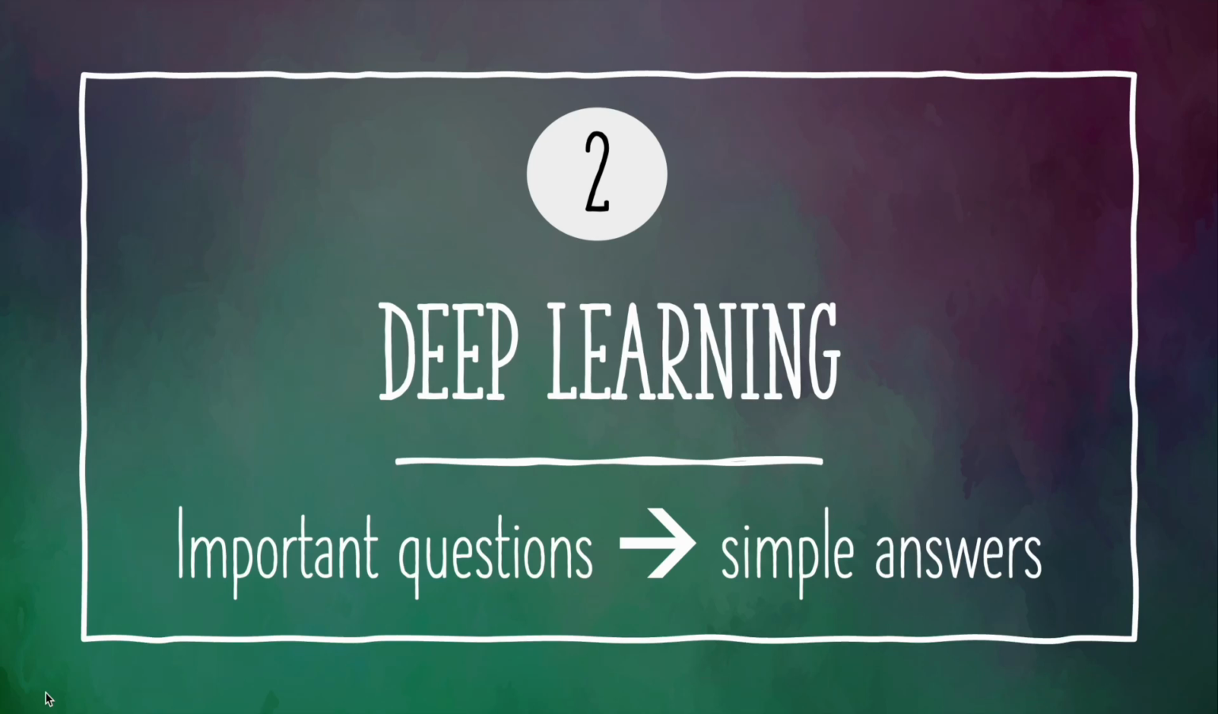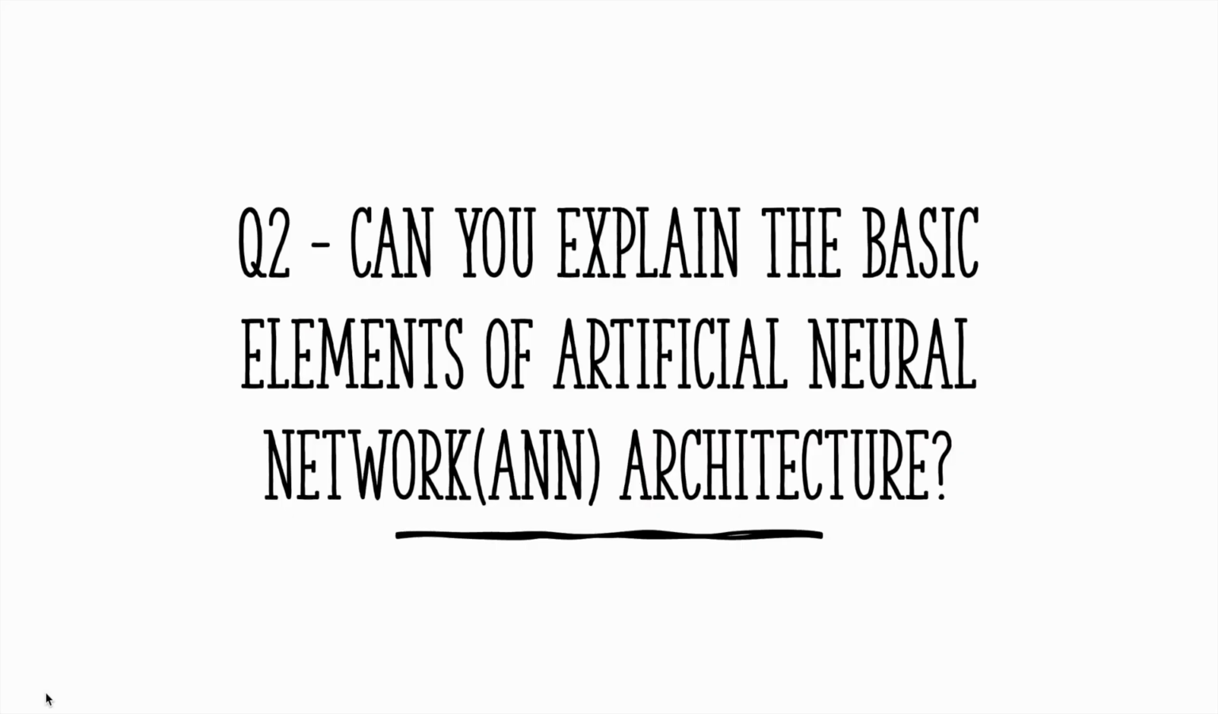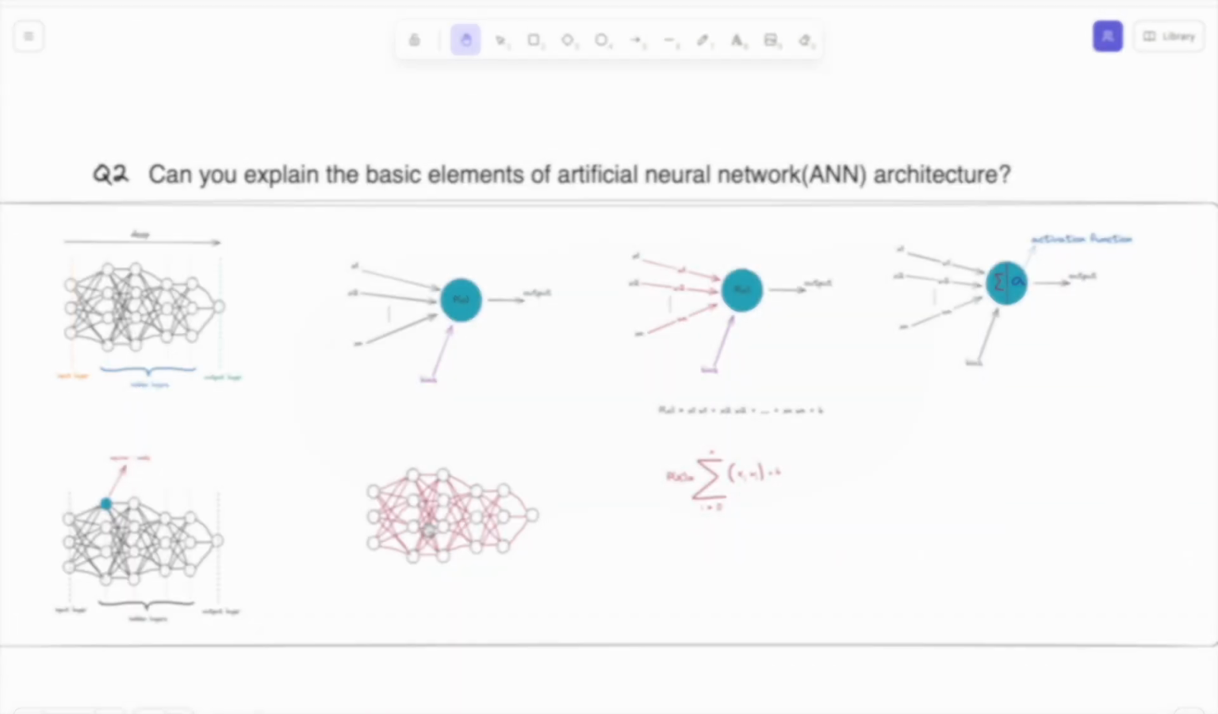Now, let's look at the second question. Can you explain the basic elements of artificial neural network, in other words, ANN, architecture? Let's look at the architecture closely.